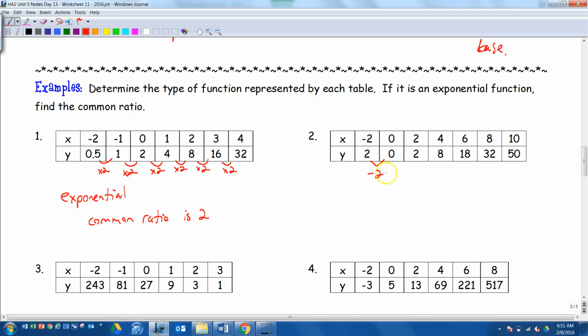So this is down 2. That's up 2. That's up 6. That's up 10. That one is up 14. And this one's up 18. So it's not linear. This is plus 4, plus 4, plus 4, plus 4, plus 4. So this is a quadratic.